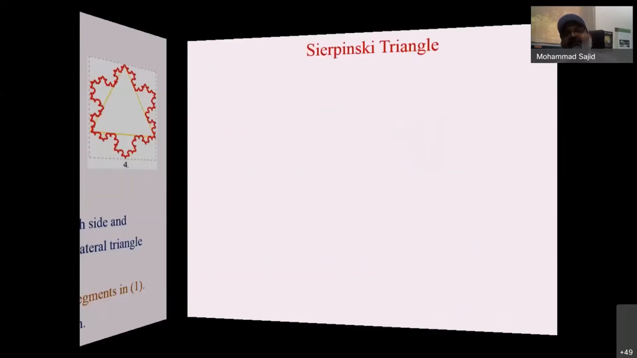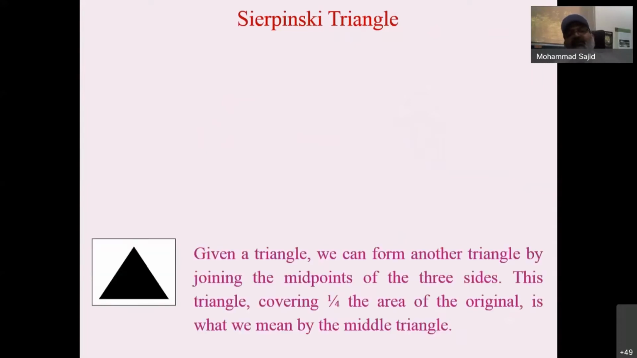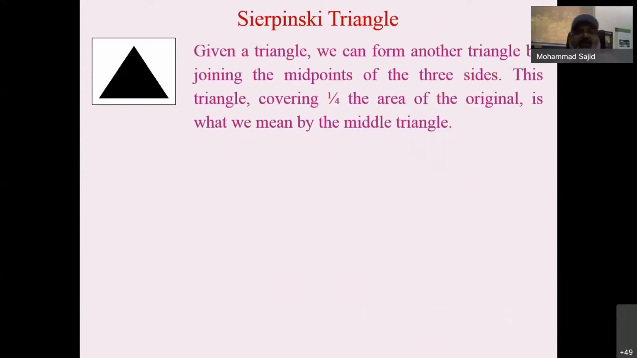And now we have the next fractal, the Sierpinski triangle. It is also based on a triangle. What we do, we take a triangle, and inside this triangle we cut a 1/4 part. If we cut the 1/4 part, we get a new structure like this.